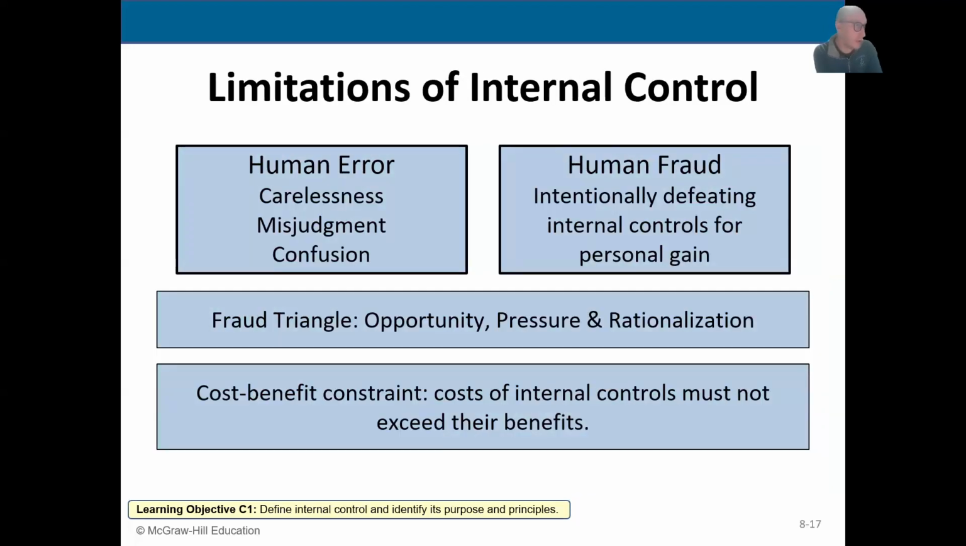What are some limitations to internal controls? No one's perfect. Yeah, human error, definitely. People could be careless. They can misjudge things. They could be confused. Yeah, I mean, like I said, no one's perfect. We all make mistakes. So human error, definitely.